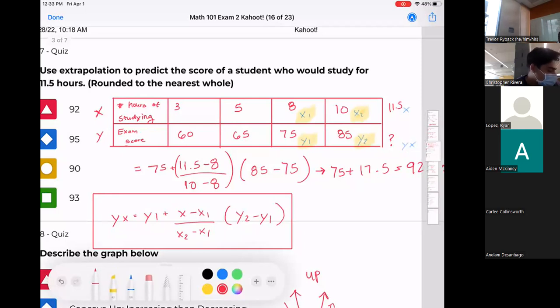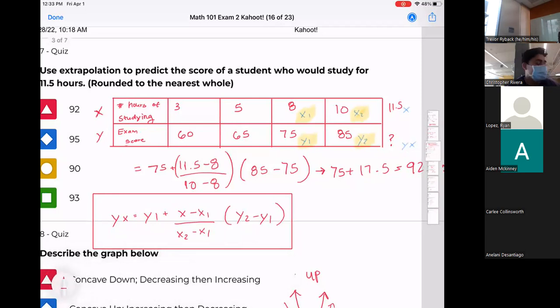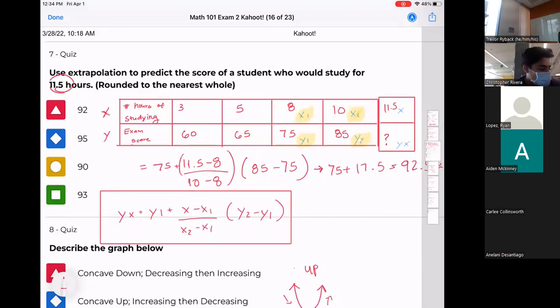Now, a little thing I like to do for extrapolation, which is basically predicting a y value sometime in the future: in this case, we're trying to predict an exam score based off the number of hours studied. So I like to add an additional little box in my table. It gives us this value right here, 11.5 hours. We plug that new X value into our table, but we don't know our Y value, and that's what we want to solve for.